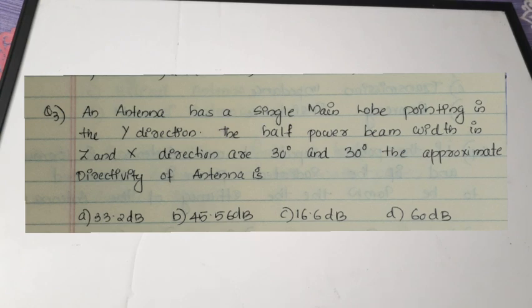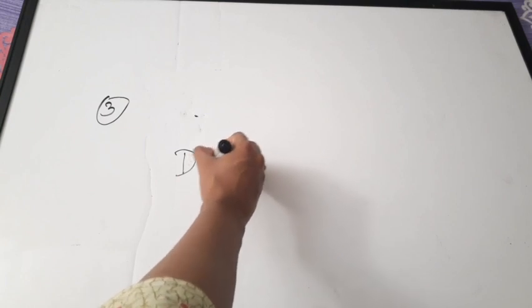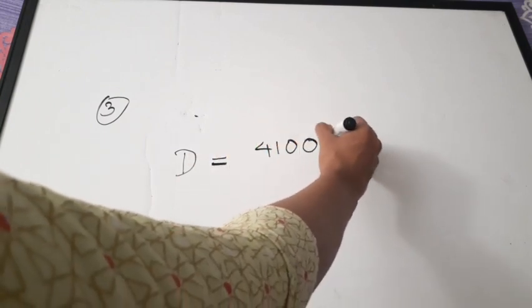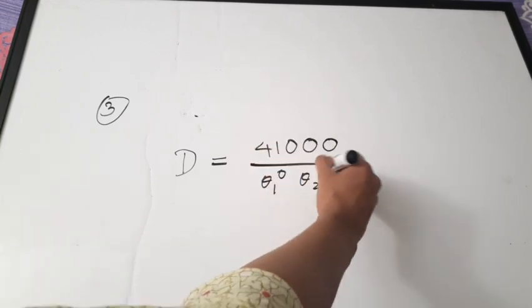This equation we have discussed while doing the formula revision of antenna. We have done a formula revision of antenna, that is in the formula revision playlist and also in the antenna playlist. So how to find directivity in terms of the beam width? Directivity D equal to 41,000 by theta 1 theta 2 degree.